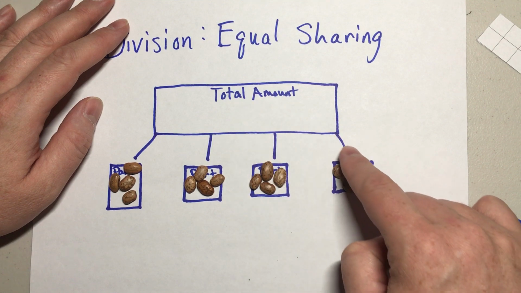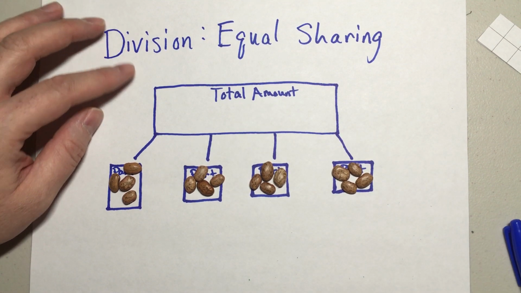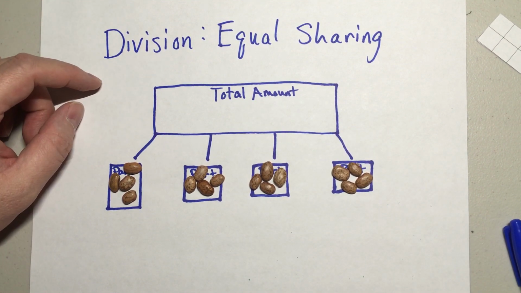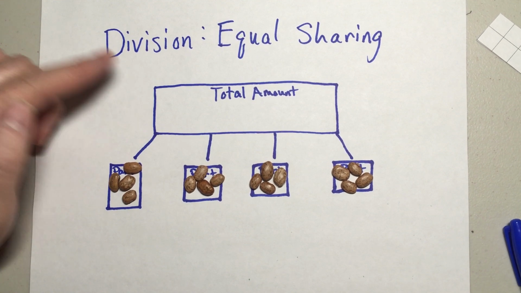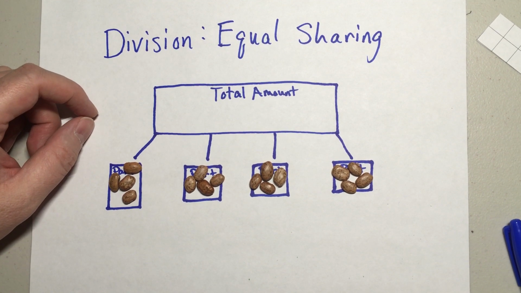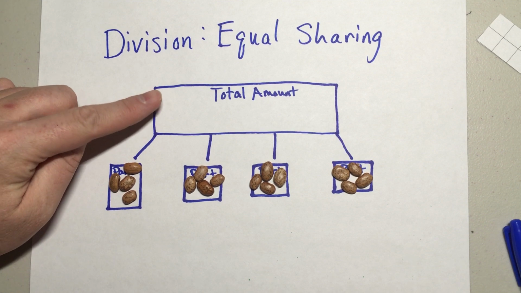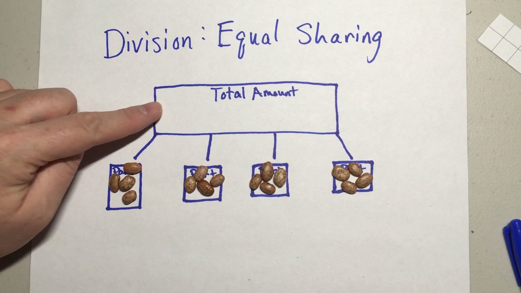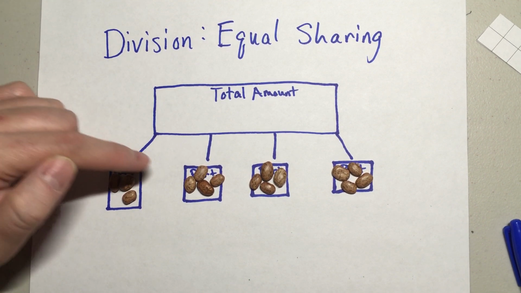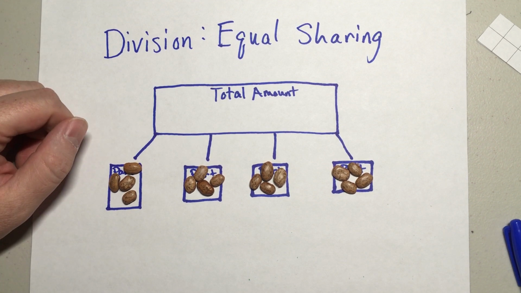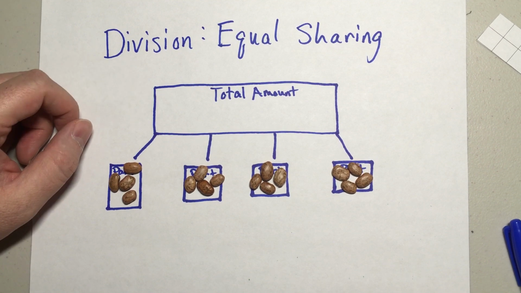Okay. All right, now I had the total amount, which was actually 16. We probably should have counted that out first, actually. And now I see that I had 16. I put them equally into 4 groups, and I have 4 beans total in each group. This is equal sharing.